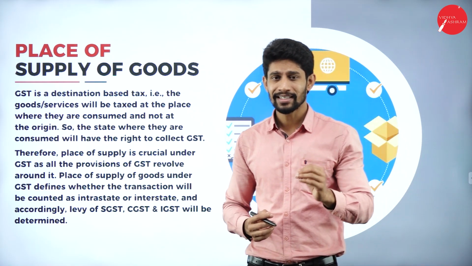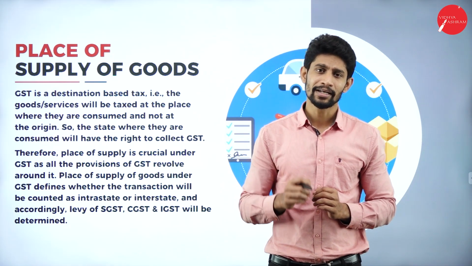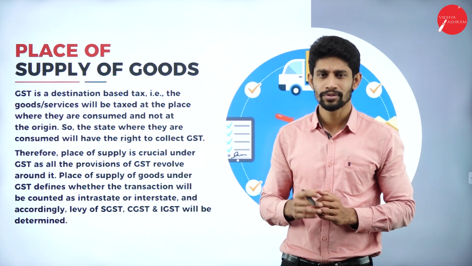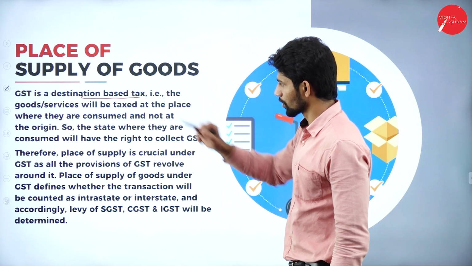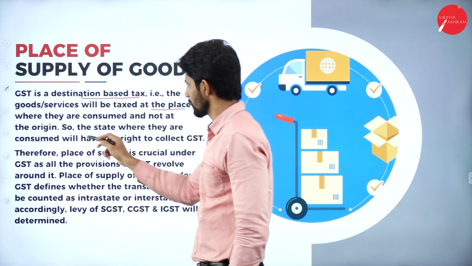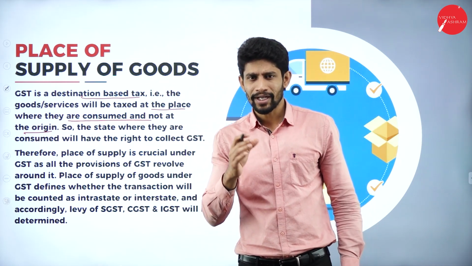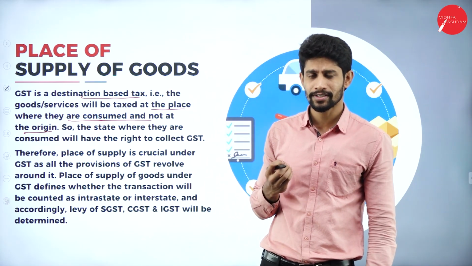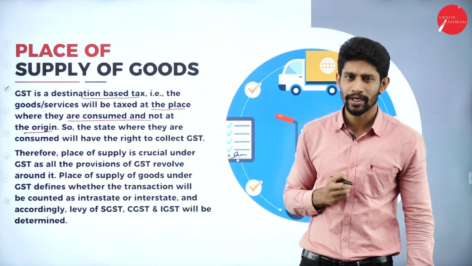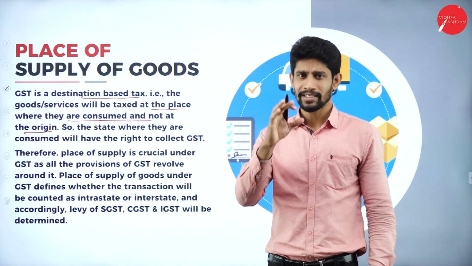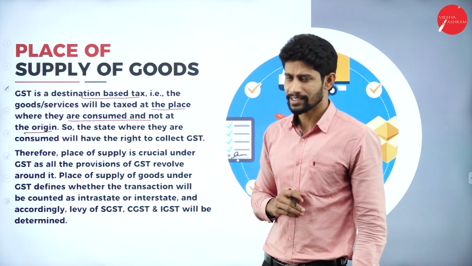That is why GST is called a destination based tax, because the final user of the product or the final user of the services or both is liable to pay the tax to the government. The goods or services will be taxed at the place where they are consumed and not at the origin. That means the manufacturer will not pay the tax. Who consumes the product, who receives the services, that person is supposed to pay the tax to the government, not the person who manufactures the product or provides the services.